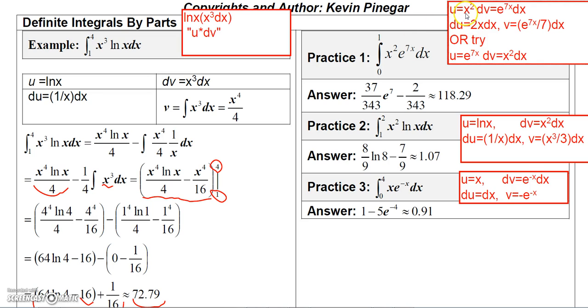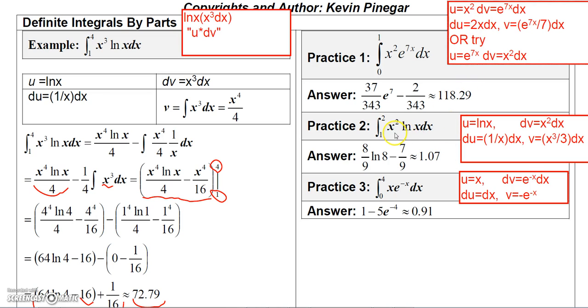Now on this first one, I'm not really sure if one method works better than the other, but one way you could do is let u be x squared, then dv would be e to the 7x dx, and then du would be 2x dx, and then v, by integrating this, you would get e to the 7x divided by 7. Or you might try it the other way around. Maybe you let u equal e to the 7x, and then dv would be the x squared dx. It might work either way, but this is how I would start first time.